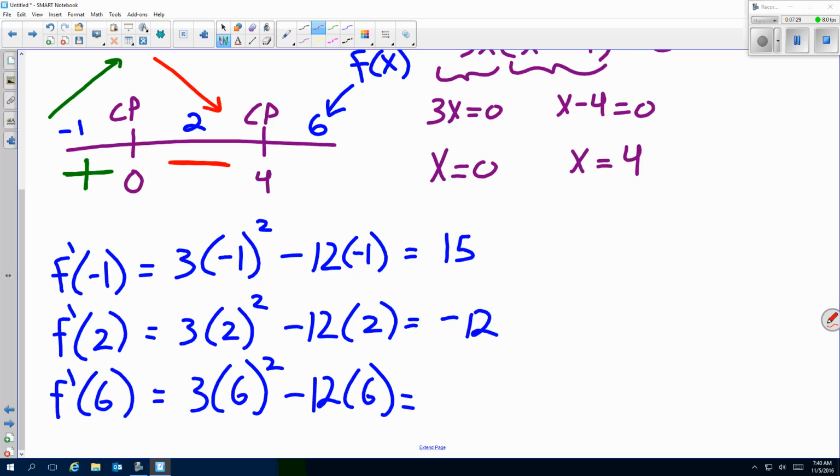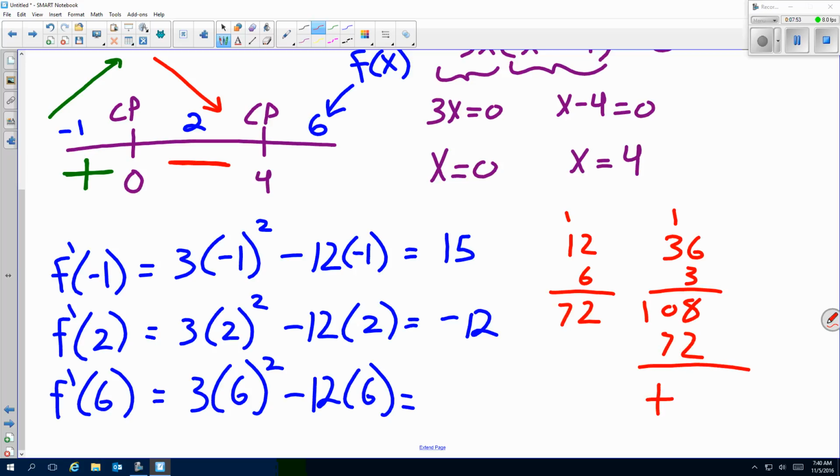And finally, 3 times 6 squared is a big number. Hang on. I don't have a calculator next to me at the moment. It's 108. And 12 times 6, again, I apologize. I probably should have done this ahead of the game. So I'm doing 108 minus 72, which I know is a positive number, meaning that I have a positive growing slope.